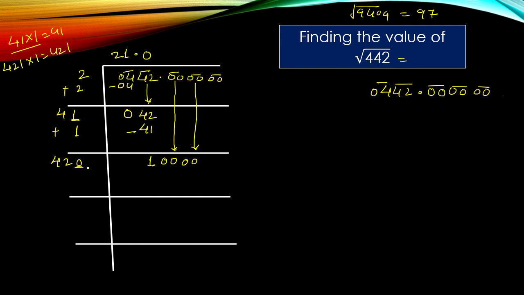Now keeping a place for a digit over here. Now if I put 1 here, we are moving to the third step. If we put 1 here, 4201 is the number, and multiplying the number by the same digit, we get the result 4201, which is very small compared to 10,000.